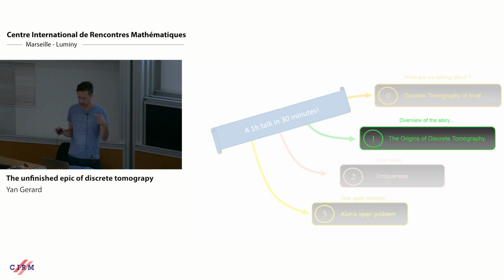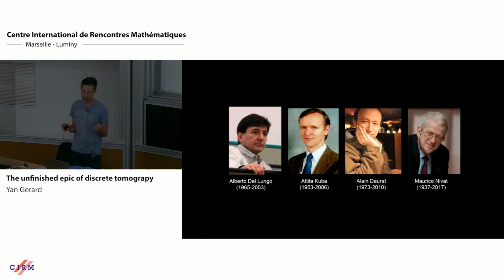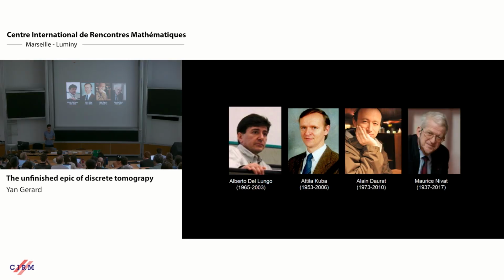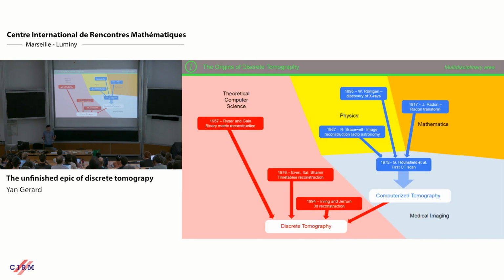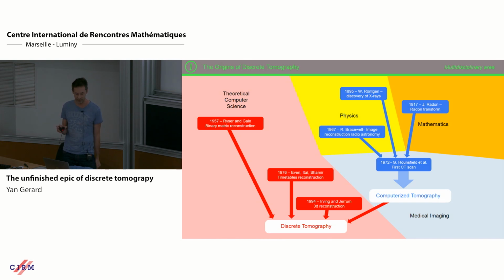Then I'm going to skip to the origin of this field. Why these questions? And I would like to mention these 4 colleagues, Alberto Del Lungo, Attila Kuba, Alain Daurat, and Maurice Nivat, who had a great impact on this field, and who unfortunately disappeared in the last 20 years. And if you think about the overall picture of discrete tomography, it's really a multidisciplinary area where you have some theoretical computer science, physics, mathematics, medical imaging, and all of these things are related.